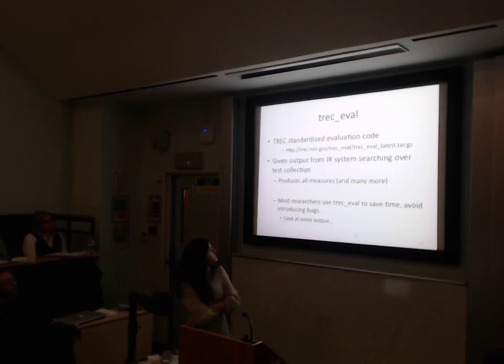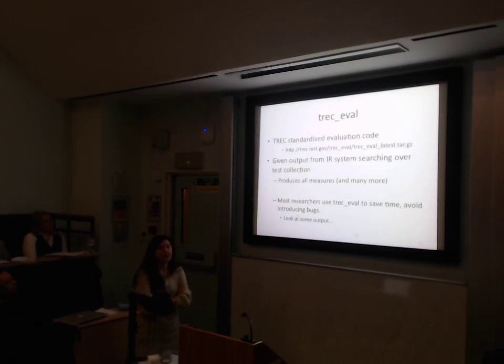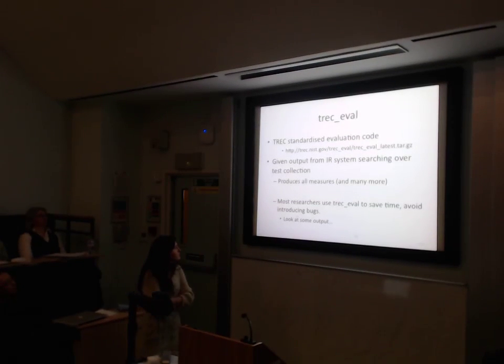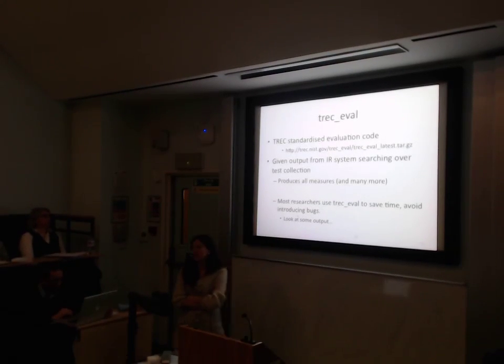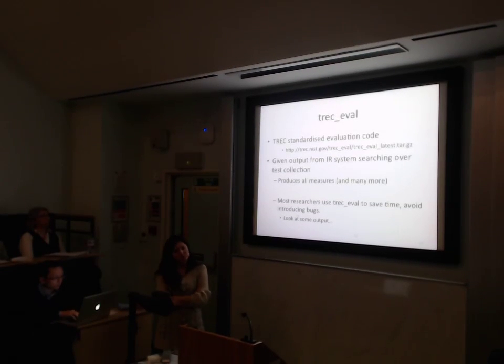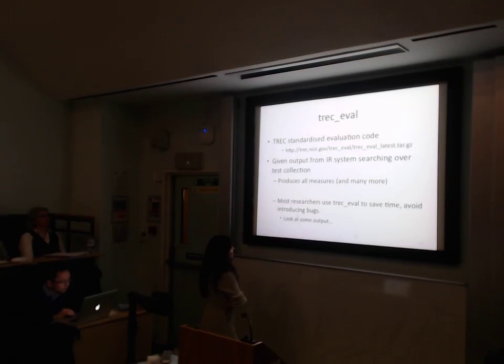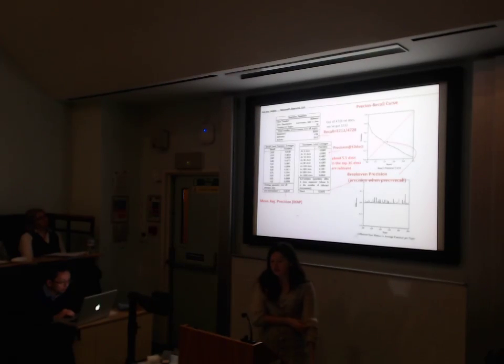Okay? So this TREC eval, given an output of an IR system, produces various sorts of different measures. There are really tons of different measures. Some of them are the ones that we have described here. Some of them are just functions of precision and recall, but there are quite a few of them. Okay? And most researchers just use this to save time so that they don't have to implement these metrics themselves. They are already implemented. Here's an output of the TREC eval system.